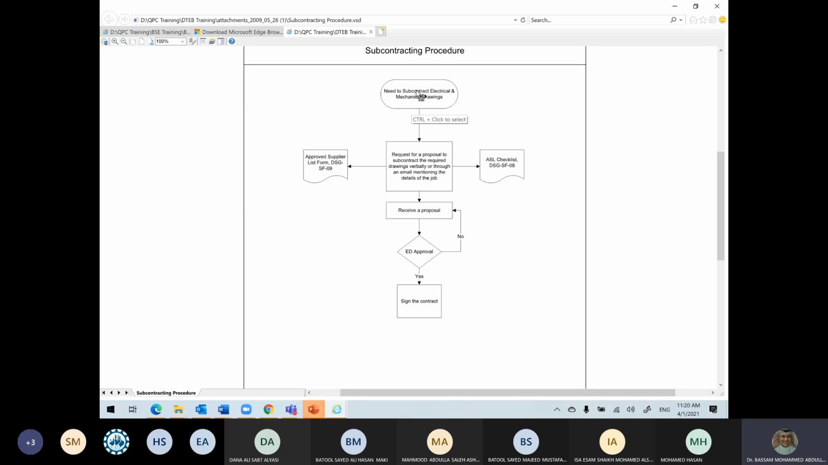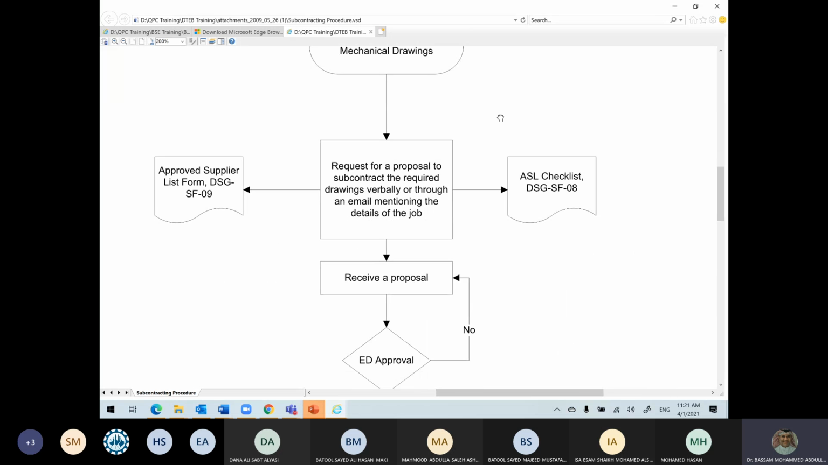So subcontracting, that means I'm building a home. While I'm building a home, I have a contract between me and the customer. As an engineer, an architecture engineer office, I would like to subcontract the electrical and mechanical drawings. I don't want to do it, or I don't have time to do it. And because I don't have time to do it, I'm going to subcontract the electrical and mechanical drawings.